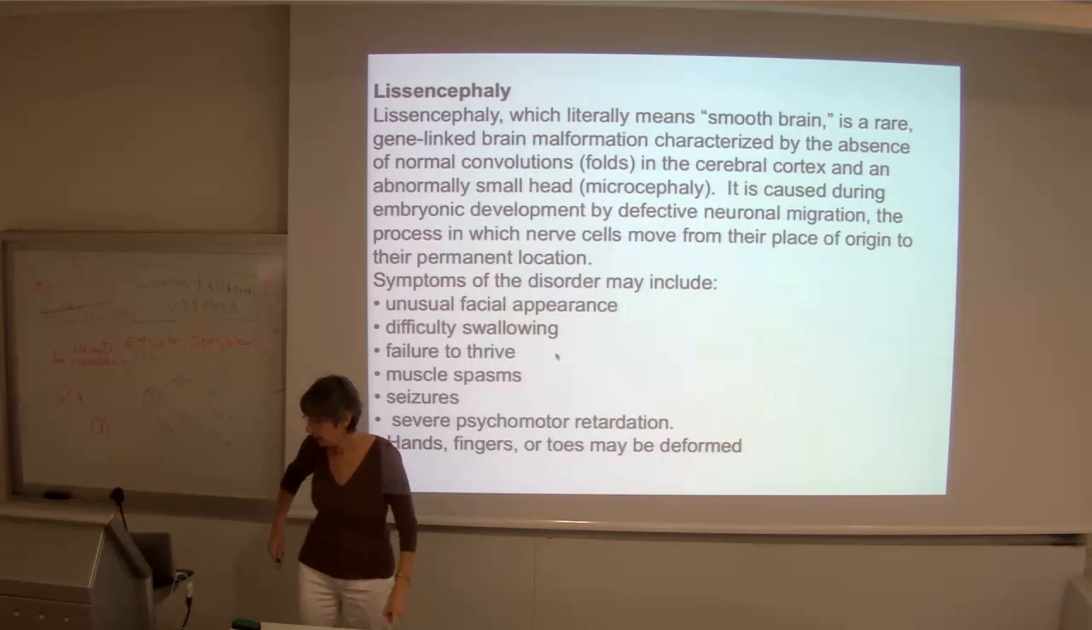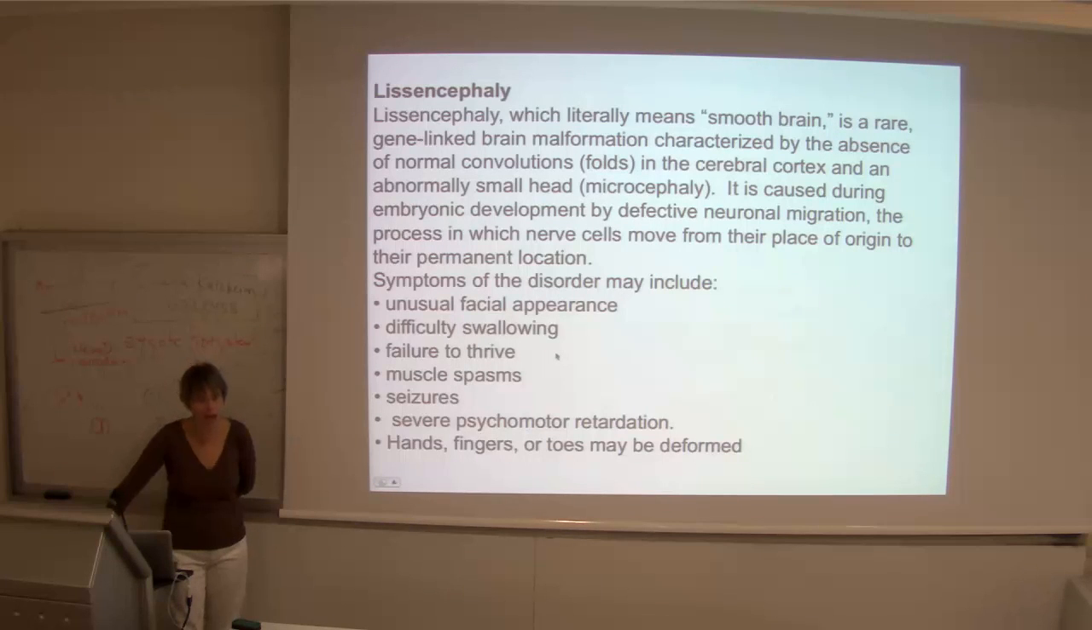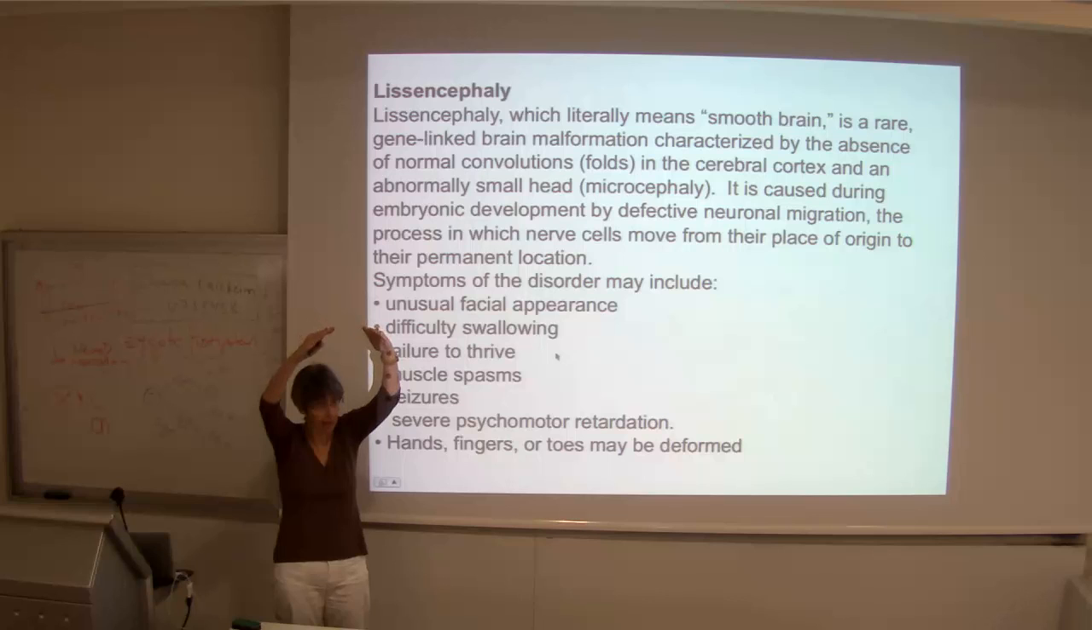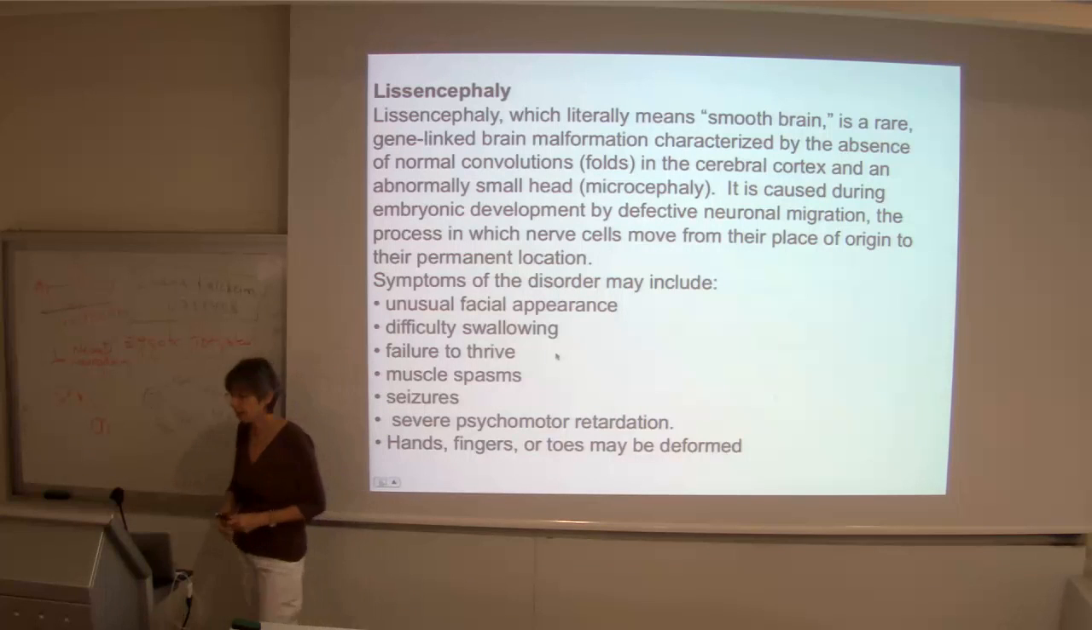They are not convoluted. So, lissencephaly, smooth brain, is a rare gene-linked brain malformation characterized by the absence of normal convolutions in the cerebral cortex, abnormally small head, microcephaly, caused during embryonic development by defective neuronal migration. Why? Because the LIS genes encode molecules that are motors of migration, and they drive the cells to move from the ventricular area towards the basal side. These are the movements that we have been looking at in the previous slide. This is why I brought you this disease. So if you cannot move, your brain is not going to create all the patterns and all the convolutions, and you're going to have a smooth brain.